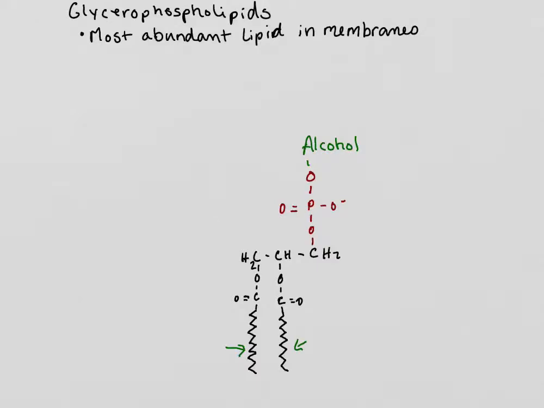Triacylglycerols are absolutely the most important storage and energy source lipid. But when it comes to lipids and membranes, glycerophospholipids are the most abundant. Let's take a look at what glycerophospholipids look like.